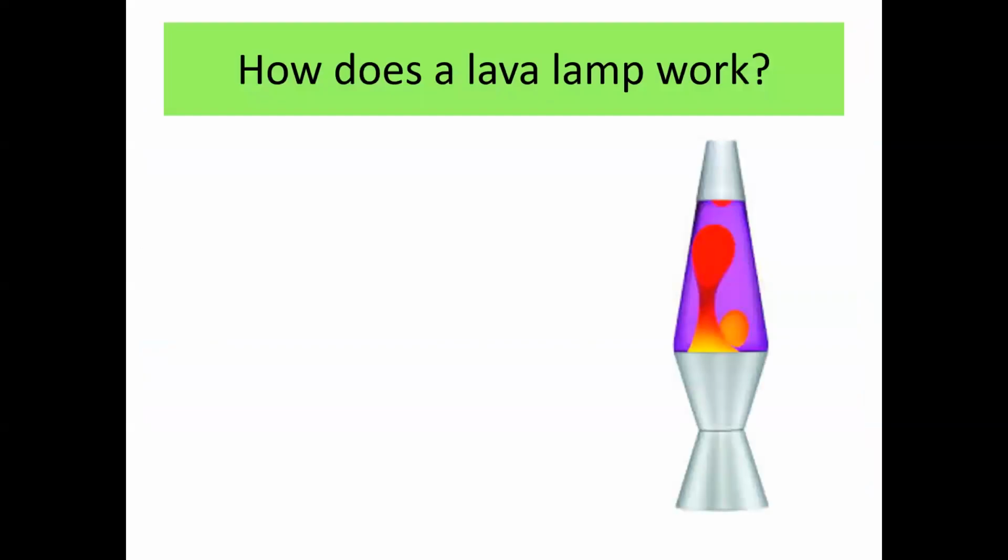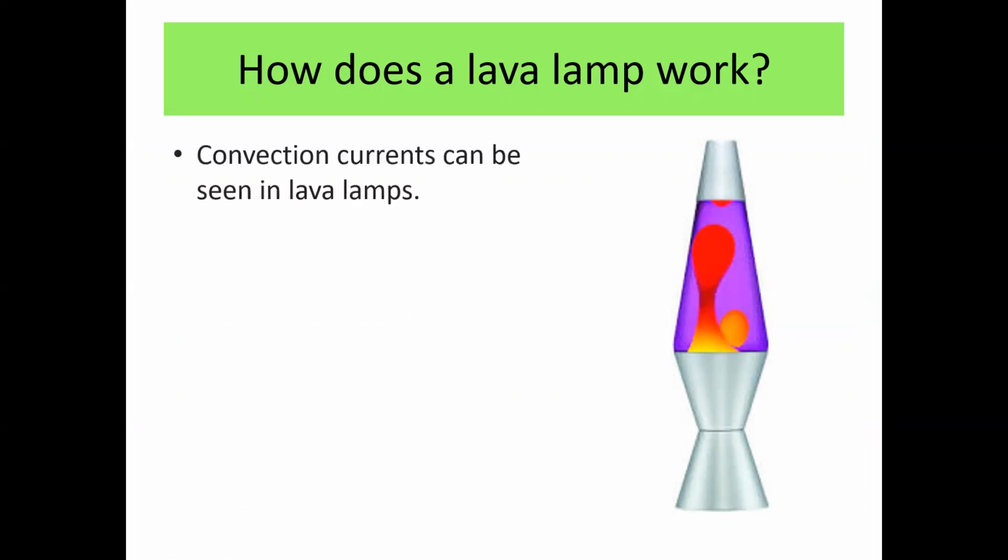So examples of convection. So how does a lava lamp work? Well, you can see in this lava lamp here, you've got wax and then you've got a coloured liquid. Well, convection currents can be seen in lava lamps.